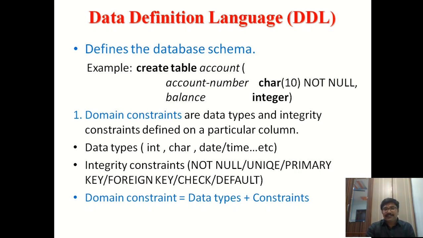And the next one is check. Check is nothing but an assertion which is used to define a condition on any column. The last one is default. Default is also an integrity constraint. Whenever we set a default value of any column, it cannot allow a value other than that. So these are the different integrity constraints. Now let us see an example.